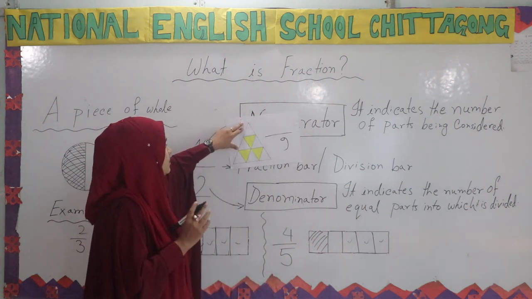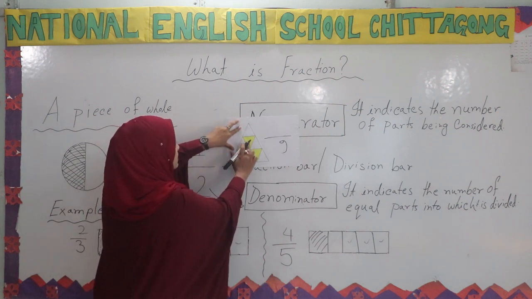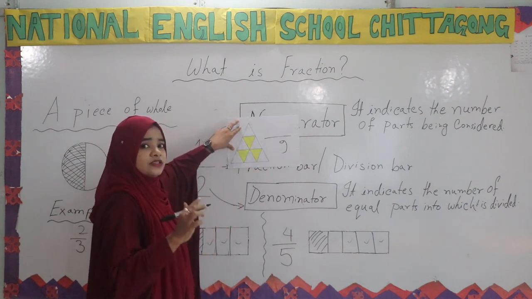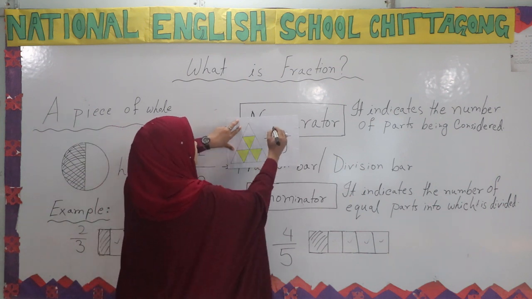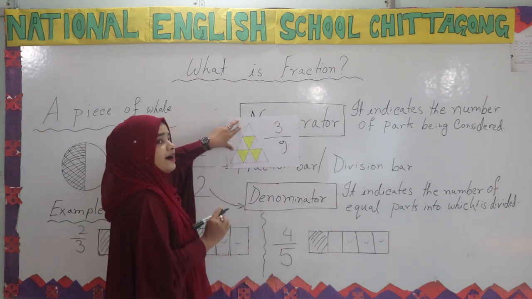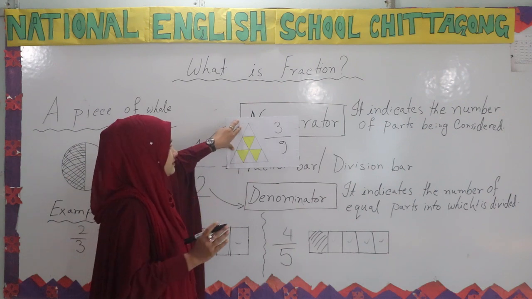Now answer me, how many parts are colored? 1, 2, 3. So there are 3 colored parts. The numerator will be 3. The answer is 3 by 9.